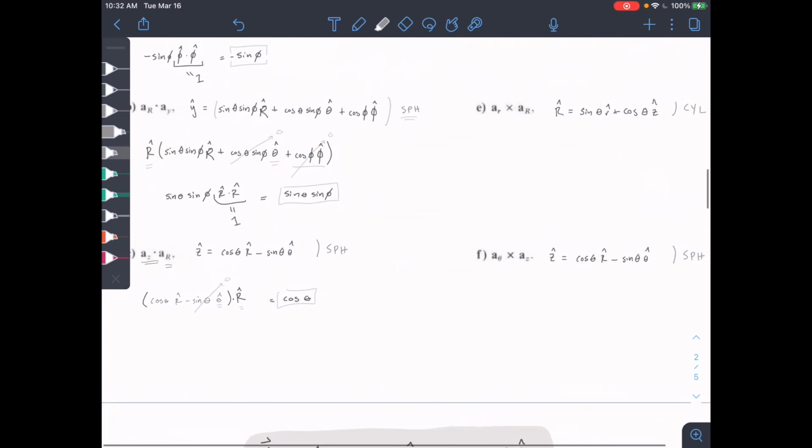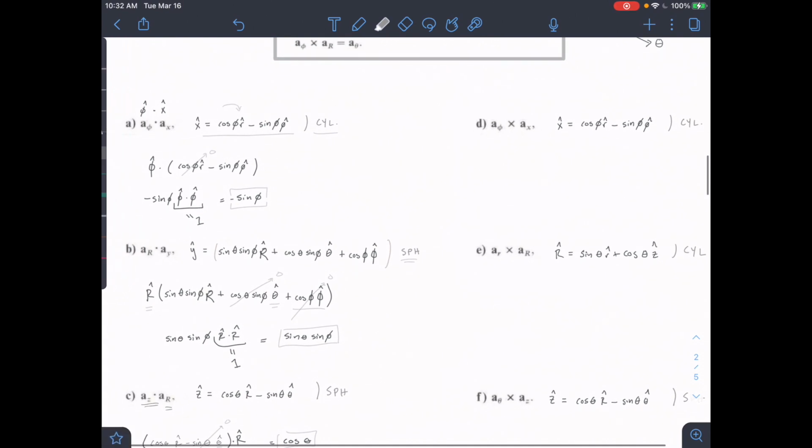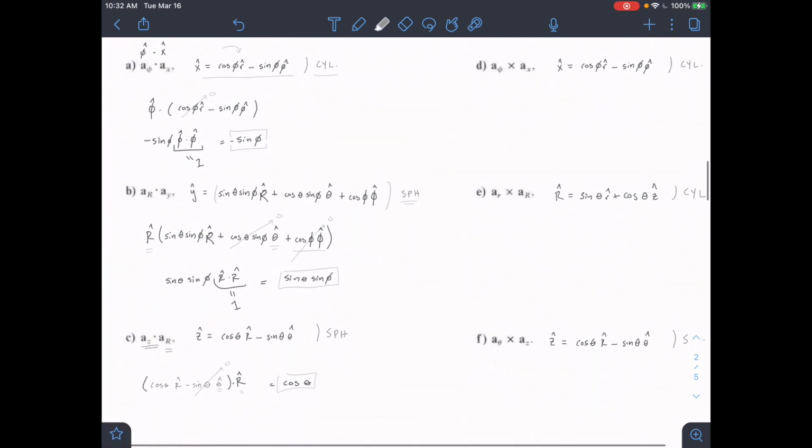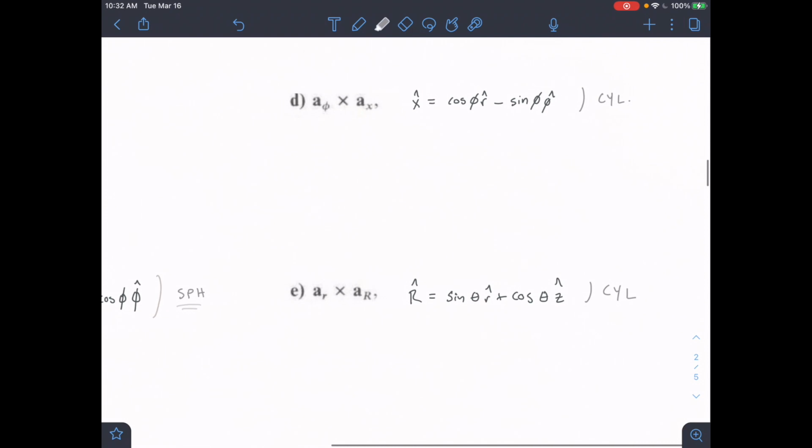Okay, so we did all of our dot products. Now let's look at our cross products over here. Same approach: we're going to pick one of them to convert, and our end result is going to be the coordinate system that we chose. So we converted x to cylindrical, so we're going to have cylindrical cross cylindrical, and our end result is in cylindrical.